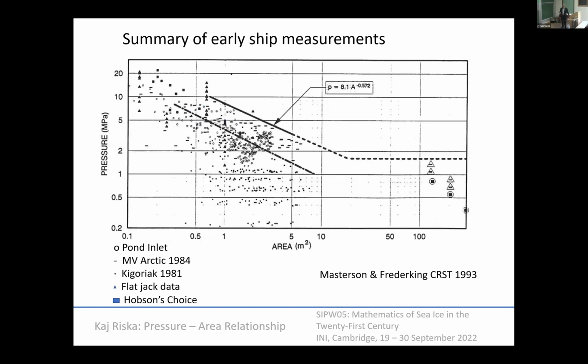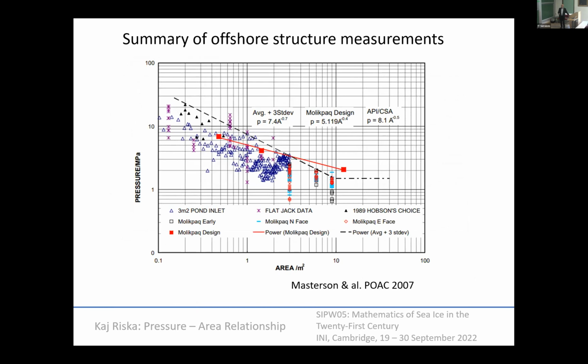Here are other ship measurements, and I mentioned the Gregoriak measurements from 81. They are included anyway. The same trend. Somebody fitted a line here with an exponent of -0.57. It's a bit haphazard what kind of line you want to fit here. Of course, it's going down, but what the exponent is is a bit under discussion. Here are the offshore measurements taken from Dan Masterson's paper. And again, you see that the exponents are -0.4 to -0.7.